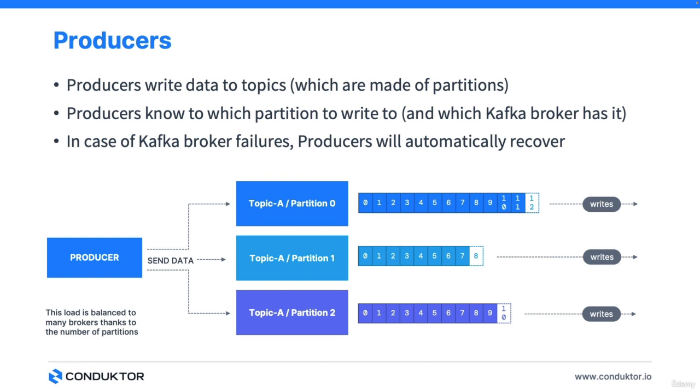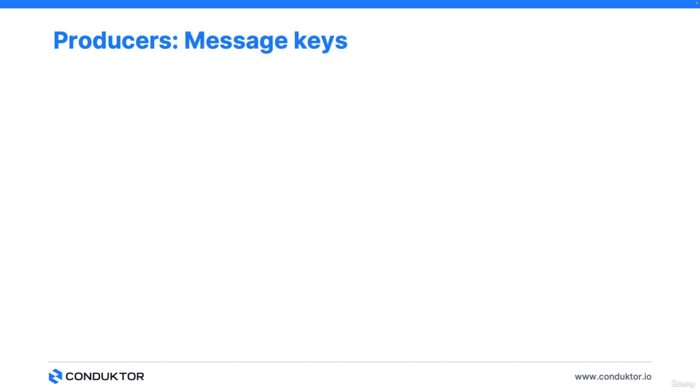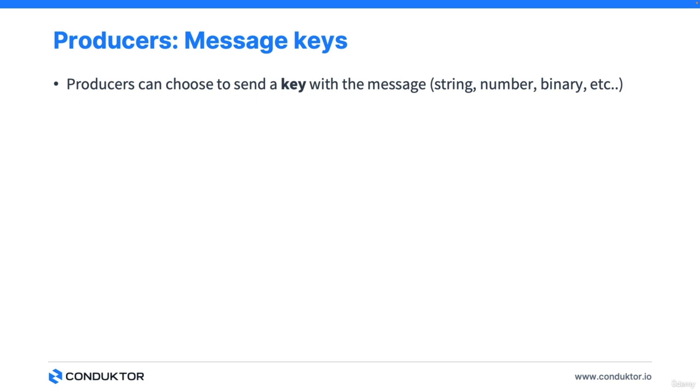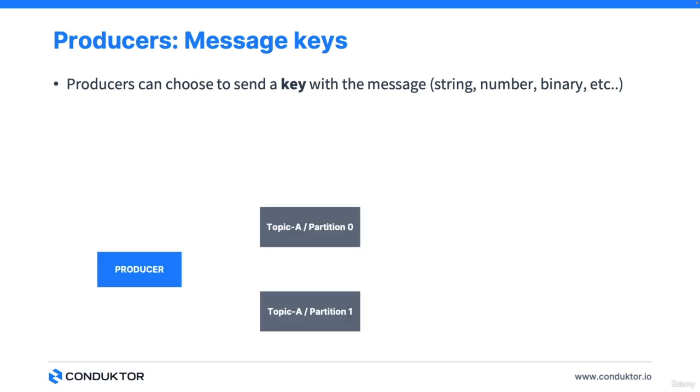We have load balancing in this case, because your producers send data across all partitions based on some mechanism. This is why Kafka scales: we have many partitions within a topic, and each partition receives messages from one or more producers. Producers can also put message keys in the message. The message itself contains data, but we can add a key, and it's optional. The key can be anything you want: a string, a number, a binary, etc.